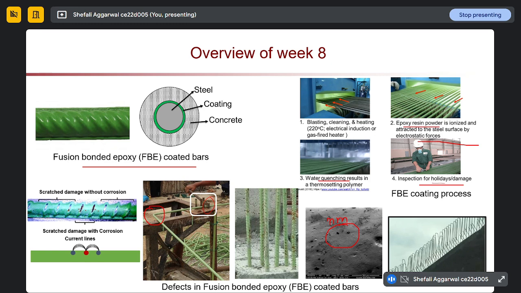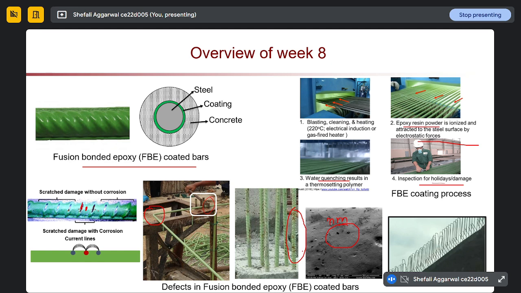And even during handling, when the rebars are taken from one place to another, because of harsh handling, there are chances that the coating is removed. And when we are using damaged coated rebars in our construction, you will have a different kind of environment at this point and at this point, and it will create a galvanic type of corrosion.